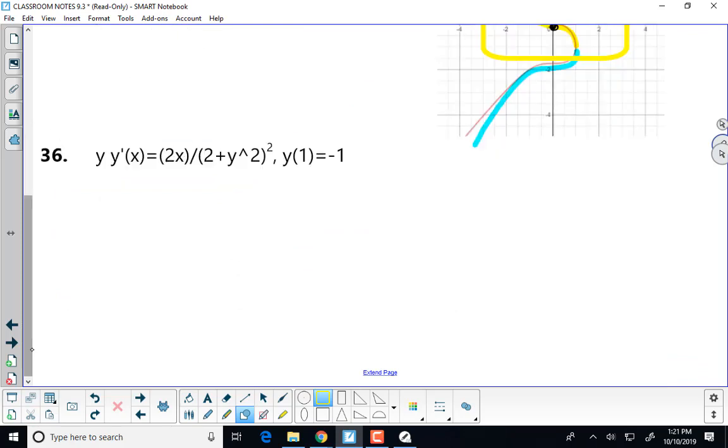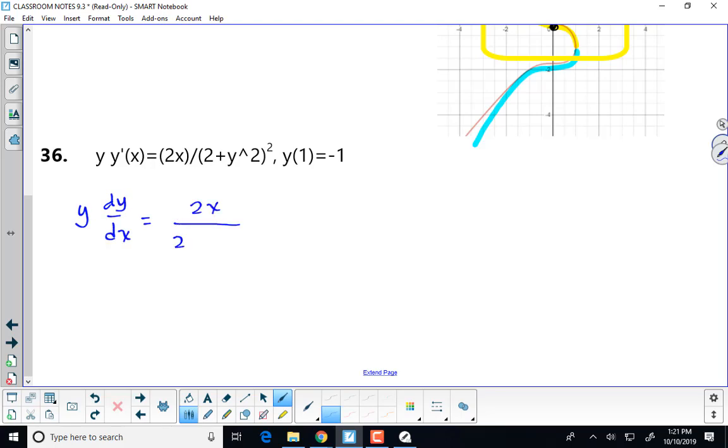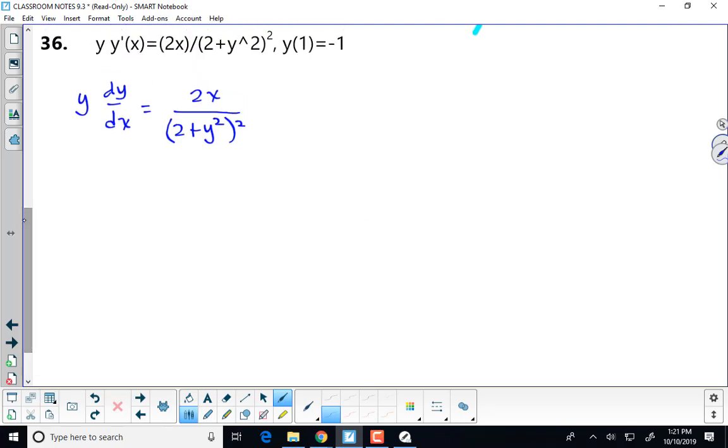Okay, so one more of these. We'll write it first in differential form. And then we'll separate the variables. Not too hard here. So the y's are going to come to the left. Super duper. Once the variables are separated, integrate each side separately.